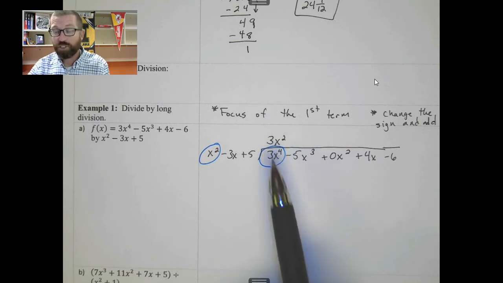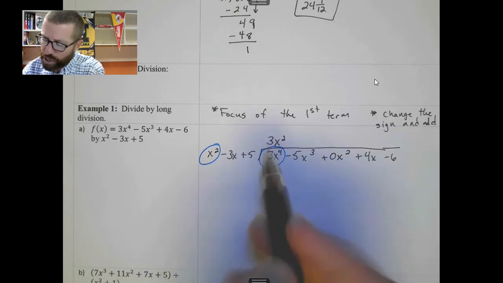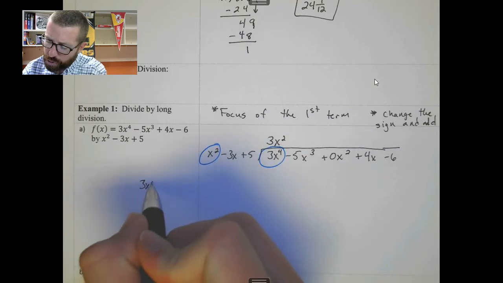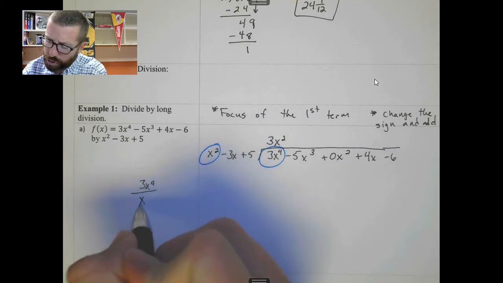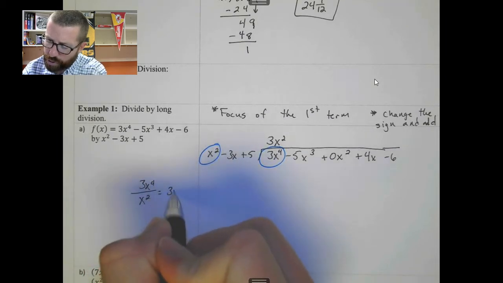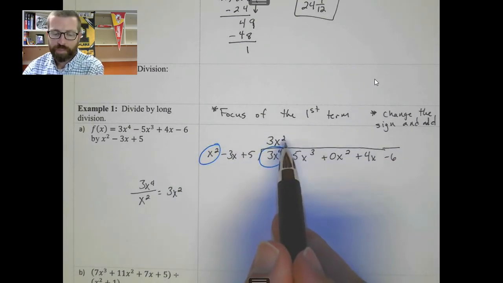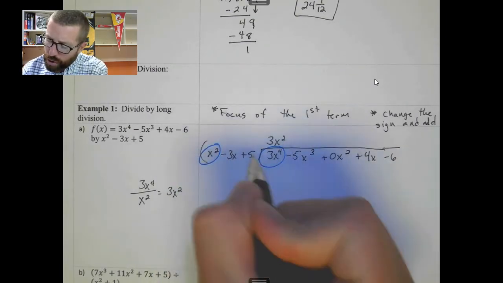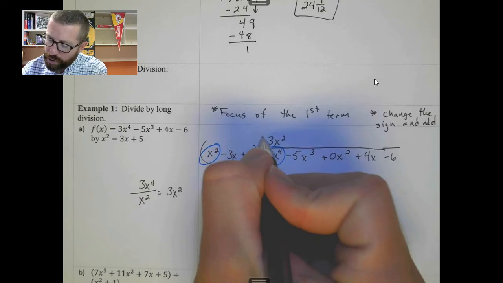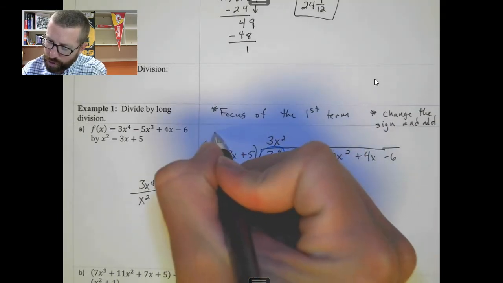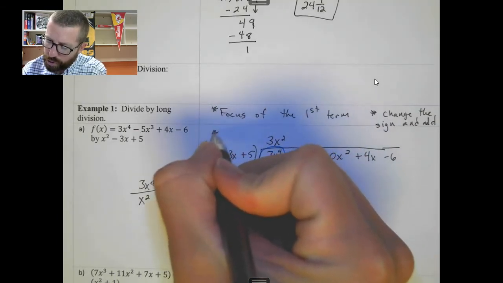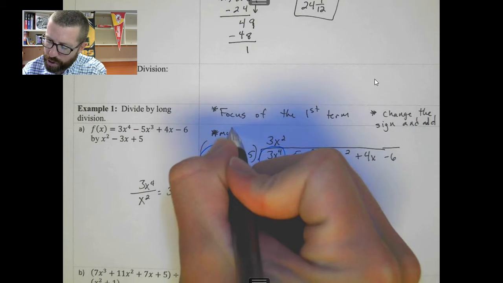The other way to look at it is dividing. So you could say, well, what's 3x to the 4th divided by x squared? That divides to 3x squared. That's what goes on top. Okay, and then you multiply.